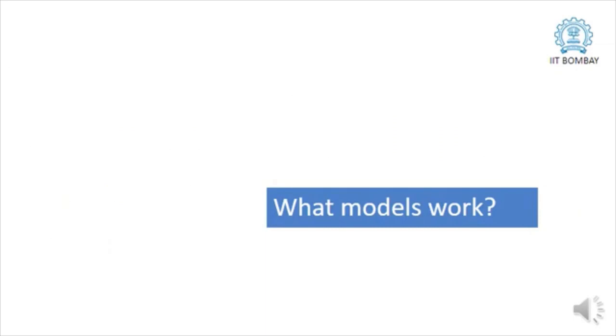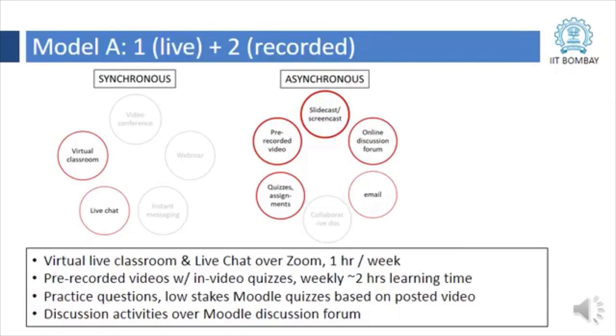Let's look at two models which include such strategies and have been known to promote student engagement and learning. Model A, let's call this the 1+2 model, is a mix of synchronous and asynchronous modes. Let's assume that the technologies in this course include Zoom for the virtual live classroom and Moodle as the LMS. The synchronous mode comprises a virtual live classroom and live chat over Zoom, implemented 1 hour per week.